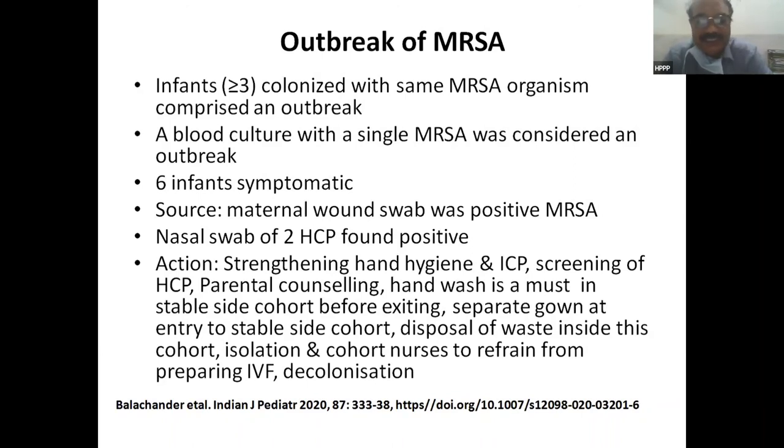Action recommended was strengthening of hand hygiene and infection control practices, screening of healthcare personnel, and parental counseling. Hand washing was a must in the stable site cohort before exiting. Even while exiting from one area, one has to wash hands and change the protective devices. This was recommended, and even decolonization was done for those health workers who were found to be carriers.